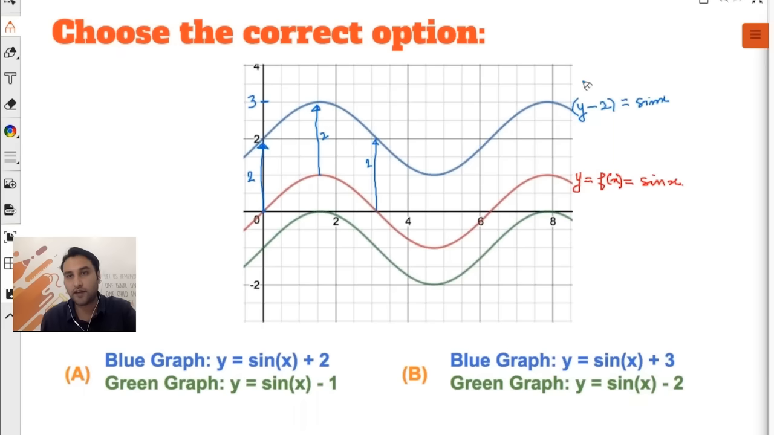Another way to write this is y is equal to sin x, that is f of x plus 2. It's the same thing, however you want to see it. So which is the graph? The blue.